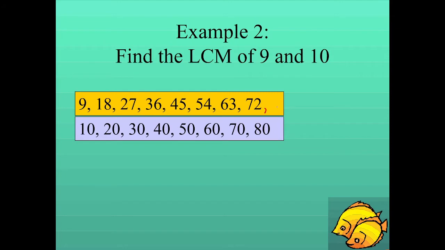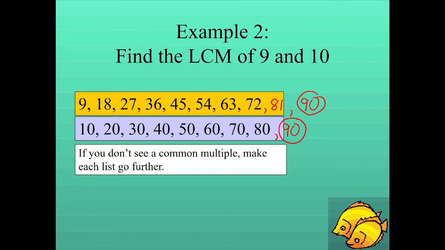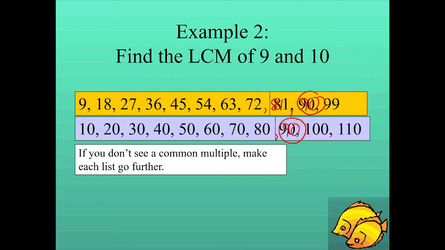Next is 72, then 81, and next to 81 is 90. There you have it. The LCM of 9 and 10 is the number 90. Okay? So, if ever there is no common multiple, then you continue with more multiples.